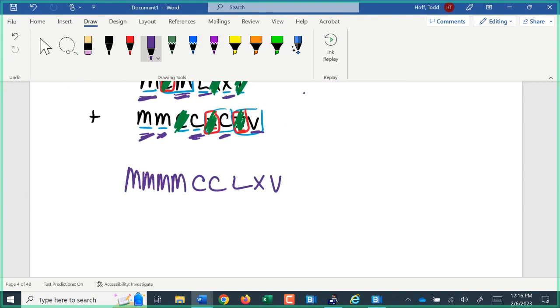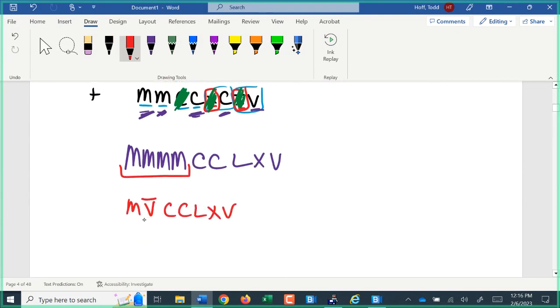And now I do have to regroup. I have to check to see if there's any spots where there's more than 3 in a row. And we saw that right away. Here we have 4 M's in a row. Now, M, M, M, M is 1,000 plus 1,000 plus 1,000 plus 1,000. That's 4,000. Well, the way we would represent that is 1,000 from 5,000. Remember, 5,000 is the V bar. And then the rest of the digits are just going to stay the same. C, C, L, X, V.